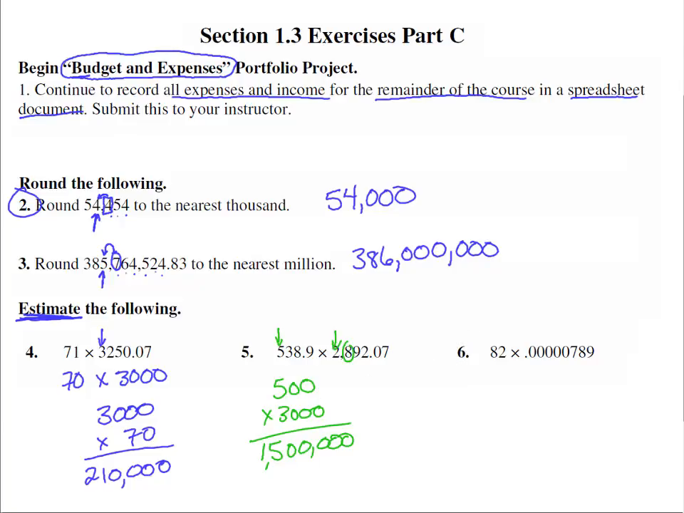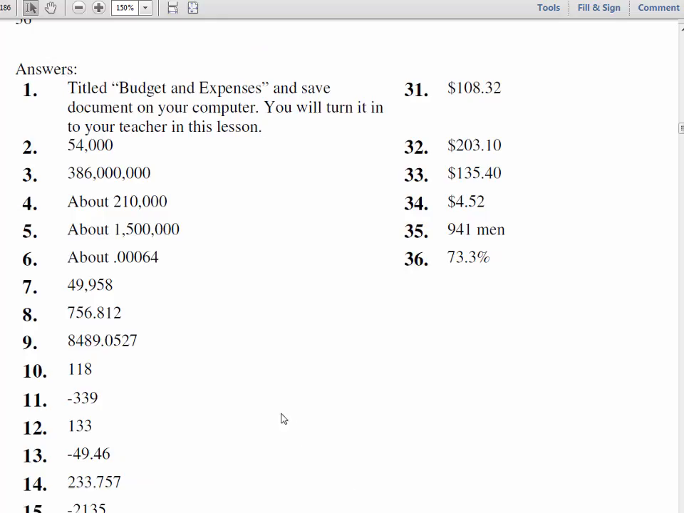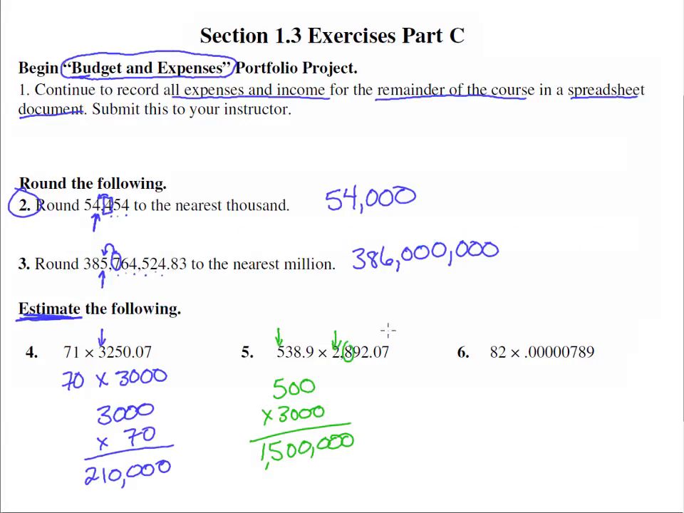Number 6. Well, we should check our answers. We've gone a little while without this, so let's see. 54,000. Good, we got that one. And 386 million. Good. About 210,000. Yep, we were estimating and we got it, and this is 1,500,000. So let's go back to number 6.